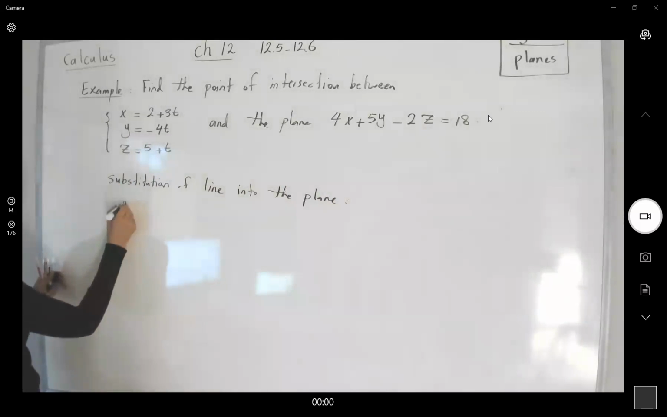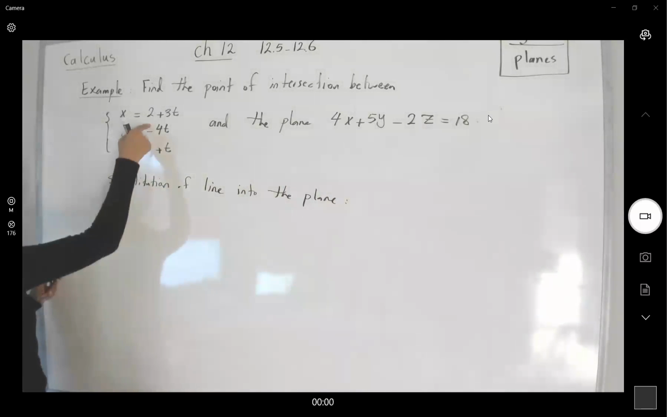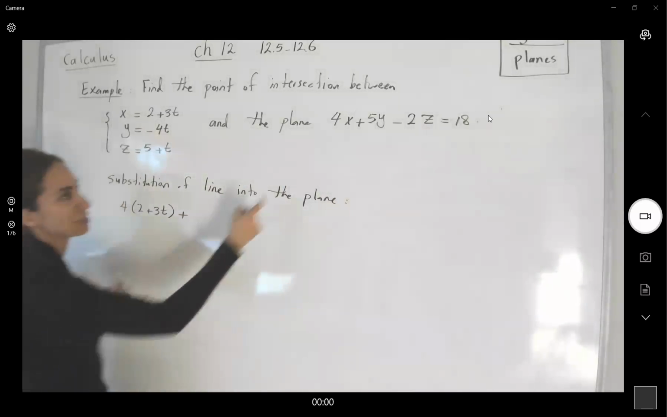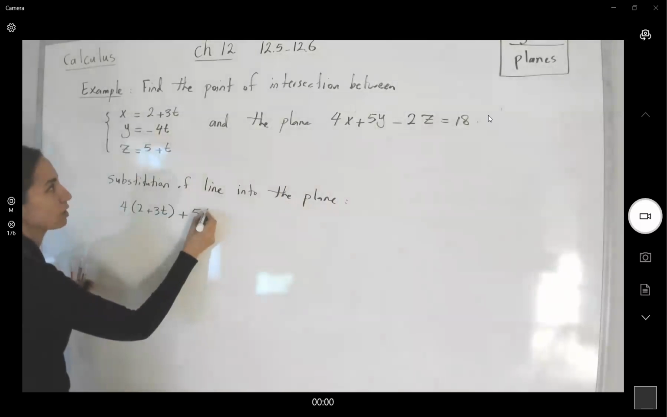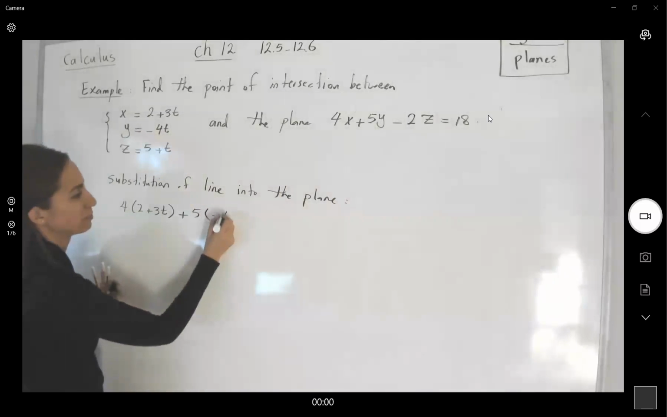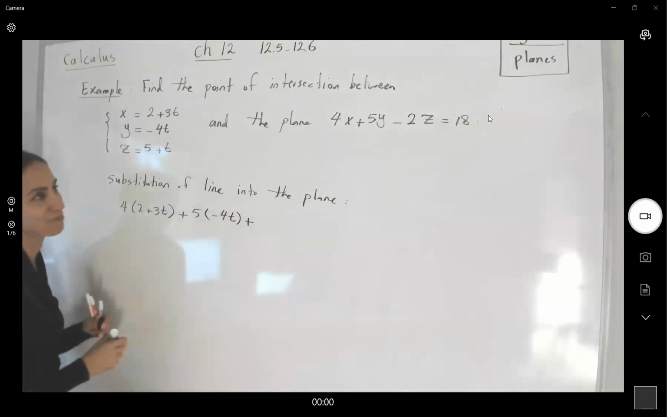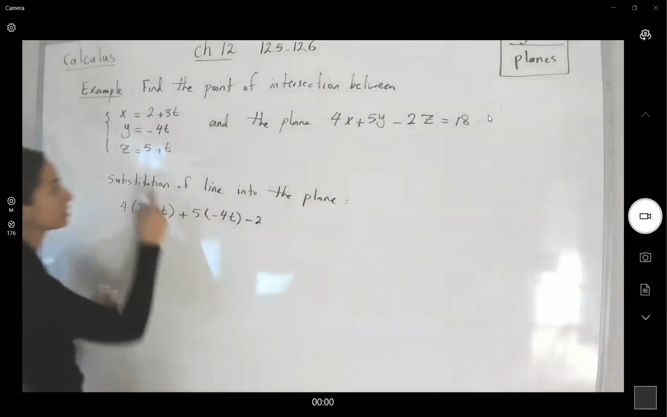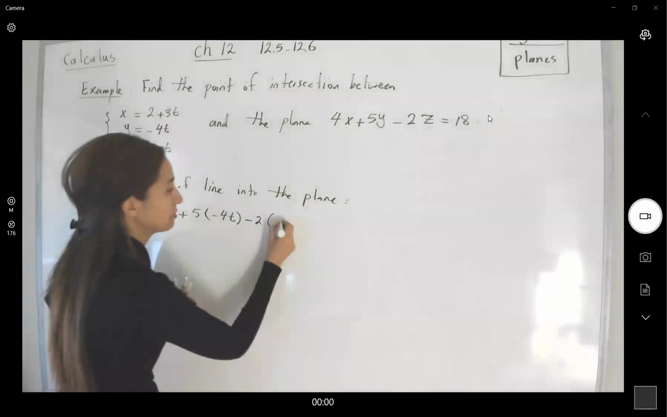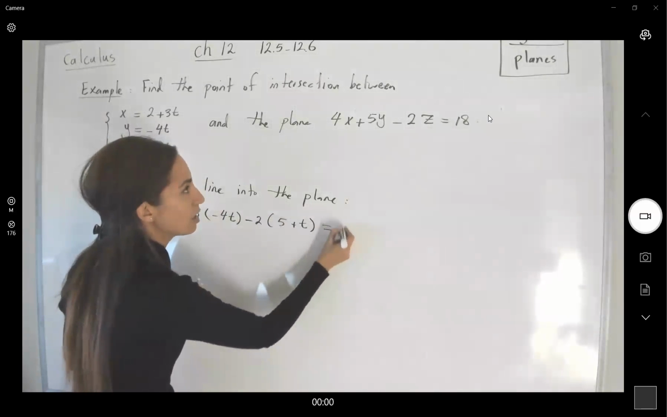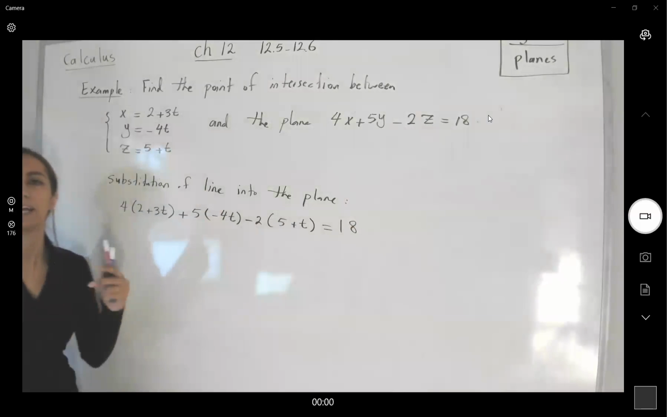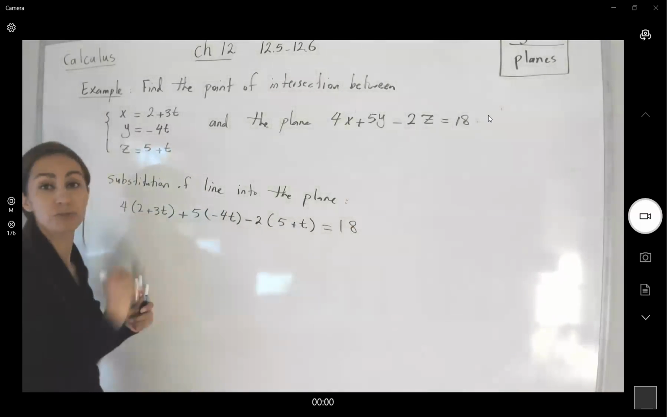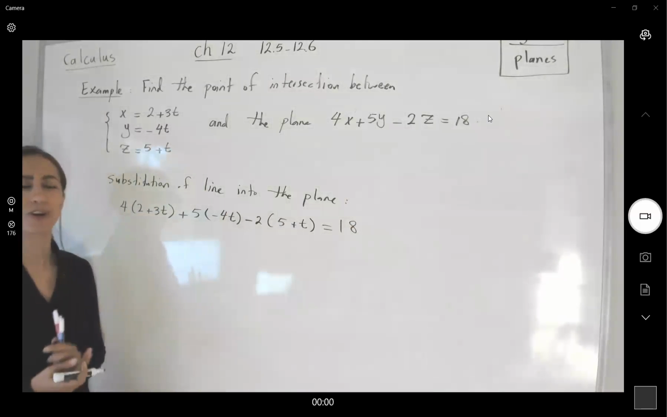Okay, plane is 4 times x. What is x? x is 2 plus 3t, plus 5 times y. What is y? Negative 4, plus negative 2. So let's write down minus 2, z, which is 5 plus t. On the right-hand side, we have 18. Let us distribute 4, distribute 5, distribute negative 2, and solve for t.